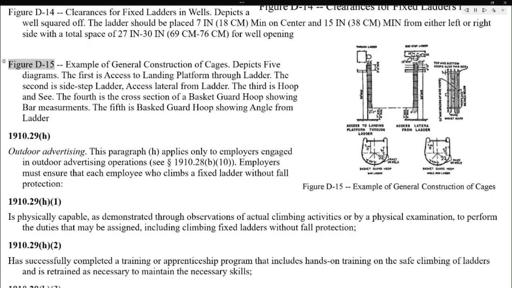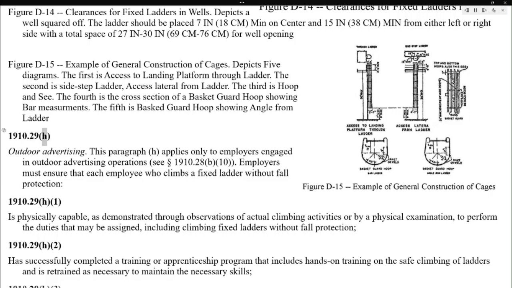Figure D-15, example of general construction of cages, depicts 5 diagrams. The first is access to landing platform through ladder. The second is sidestep ladder, access lateral from ladder. The third is hoop. The fourth is the cross-section of a basket guard hoop showing bar measurements. The fifth is basket guard hoop showing angle from ladder.